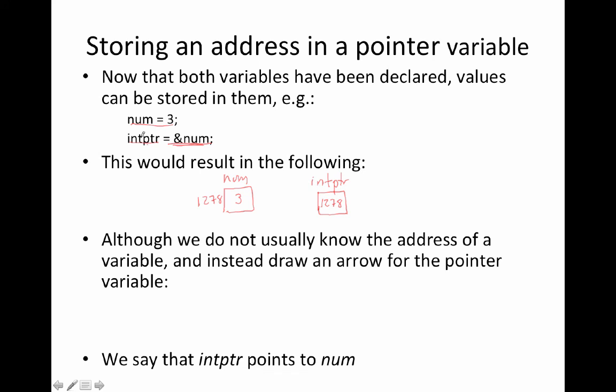Now we don't usually know what the actual address is. We don't usually care. So normally, instead of drawing it like this, I'm going to draw an arrow. For num, again, we don't normally know what the number is of the location. So for the pointer variable, instead of writing a number in there, I'm just going to draw an arrow. We say that this pointer variable points to this location. That's what we say, the pointer variable points to a location, but really it's storing in the location the actual address of the other location, in this case the address of the variable num.